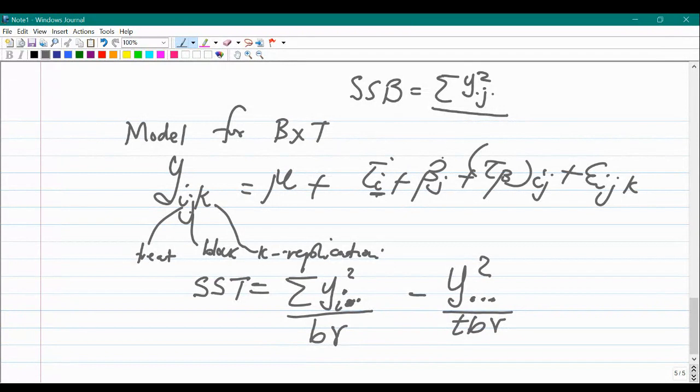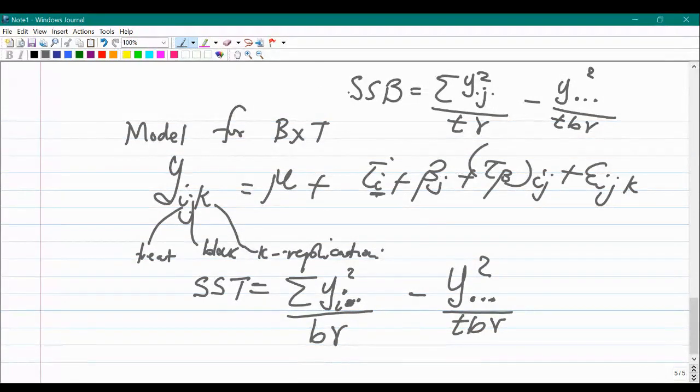Yes. We're going to divide by what, Mr. Mabunda? You are guided by those dots. T. T only. T, R. TR, isn't it? Because even here we have two dots. These two dots must be represented on the numerator and on the denominator. Minus y dot dot squared divided by what? Focus on the T dots. T, B, R.